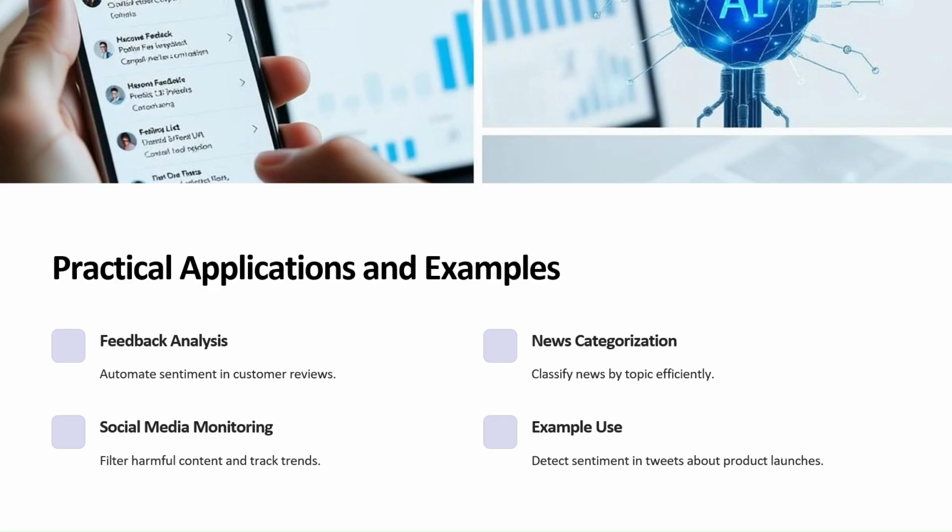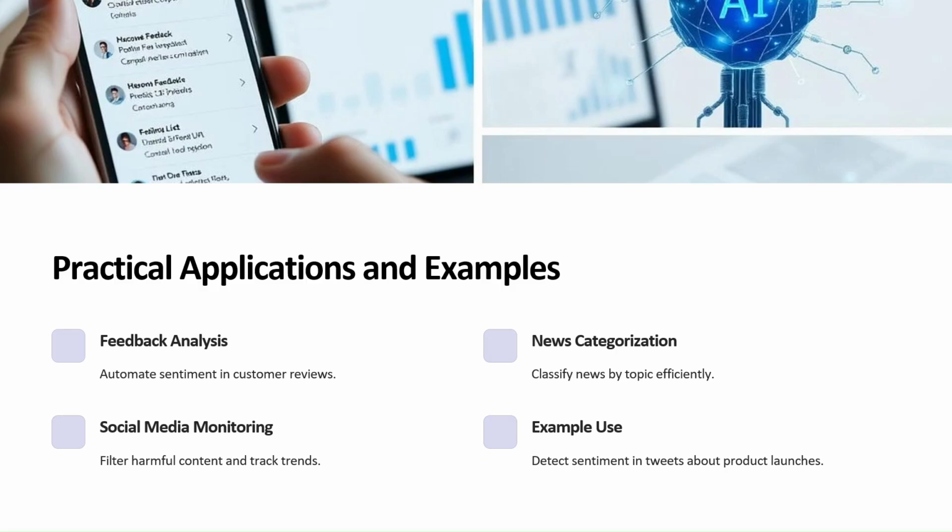Practical applications and examples. There are a few practical applications, and I have taken examples of text classification. I will show you after this. Feedback analysis: automate sentiment in customer reviews. News categorization: classify news by topic efficiently. Social media monitoring means filtering harmful content and tracking trends. An example use is detecting sentiment in tweets about product launches.